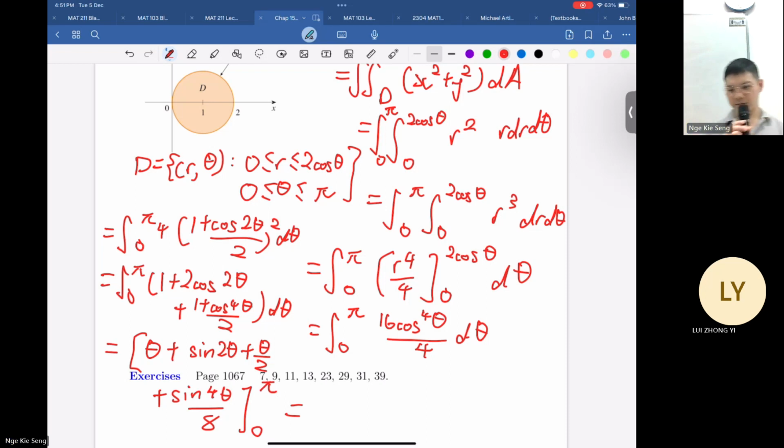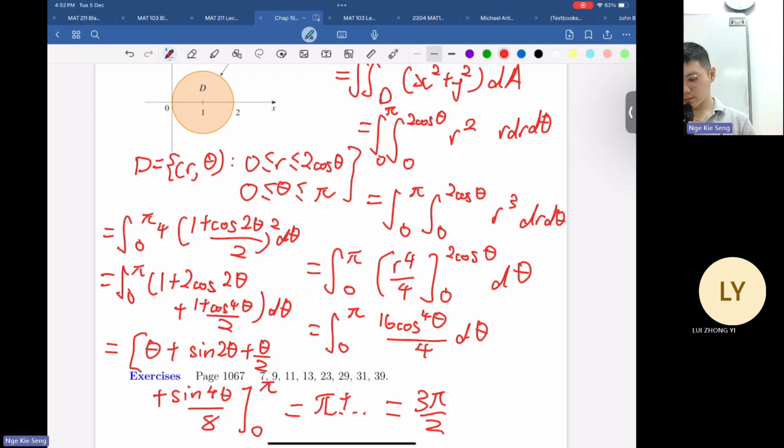What do you get here? 3 pi over 2. Okay, you should get 3 pi over 2, and you should get a pi plus pi over 2 here. Okay. Any question about this?